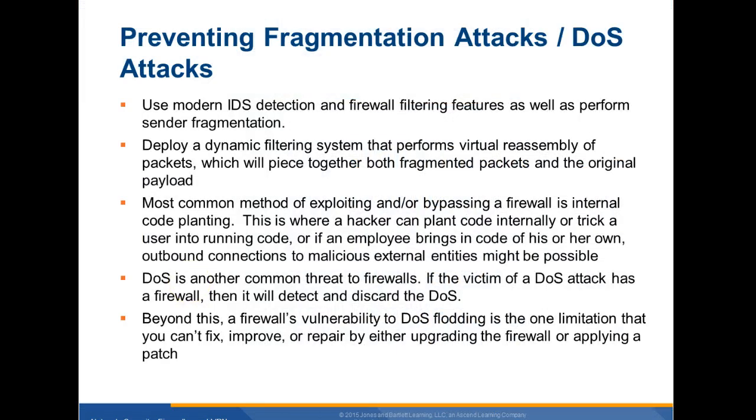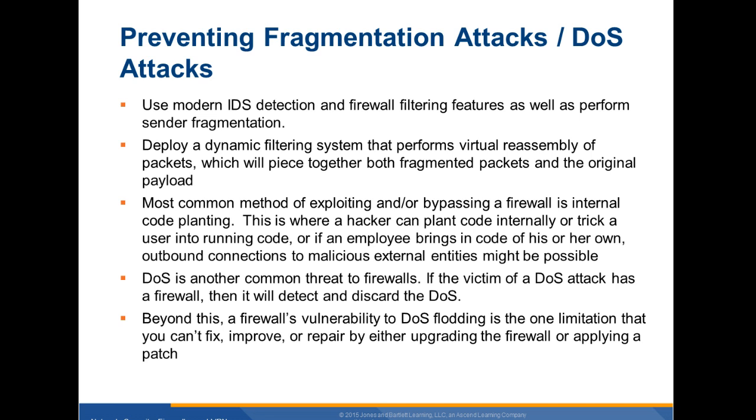So in preventing fragmentation attacks and the effect of denial of service attacks on a firewall, use modern intrusion detection and firewall filtering features, as well as perform segment fragmentation. Segment fragmentation queries the network route to determine the smallest MTU or datagram size. An MTU is a maximum transport unit, the size of the largest packet a network protocol can transmit. Then the sender pre-fragments the data to ensure that no fragmentation needs to occur en route.